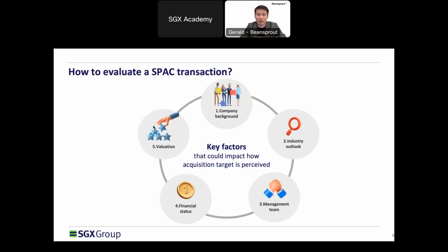We don't have a lot of time for tonight's session to go through each of these in detail, but if you are keen to understand more about, say, valuation, I believe there's another SGX Academy session happening tomorrow where the trainer can go through some of this in a lot more detail.